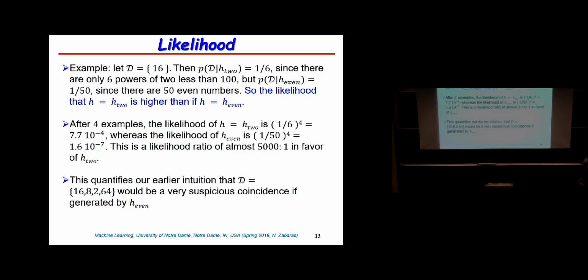All right. And of course, if you have more data points, let's say 4 data points, and you take 1 over 6 to the power 4, this becomes 10 to the minus 4, versus 1 over 50 to the power 4, which becomes 10 to the minus 7. So basically the likelihood ratio is now way in favor of a concept that produces numbers that are a power of 2. So when you look at a data set like this, on the likelihood alone, everything points to the hypothesis being powers of 2.